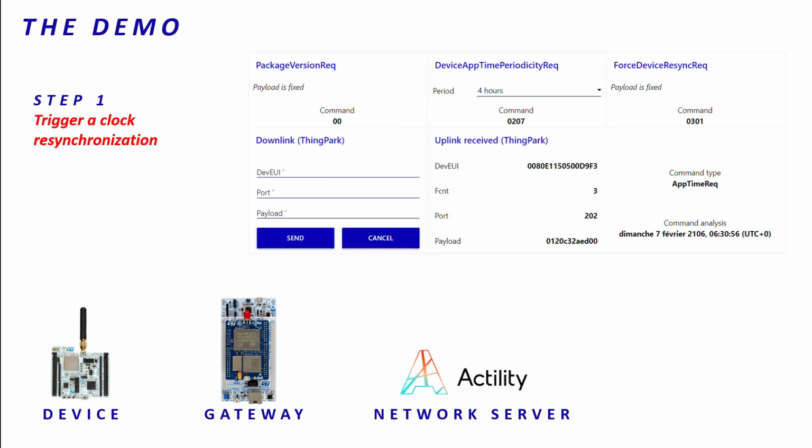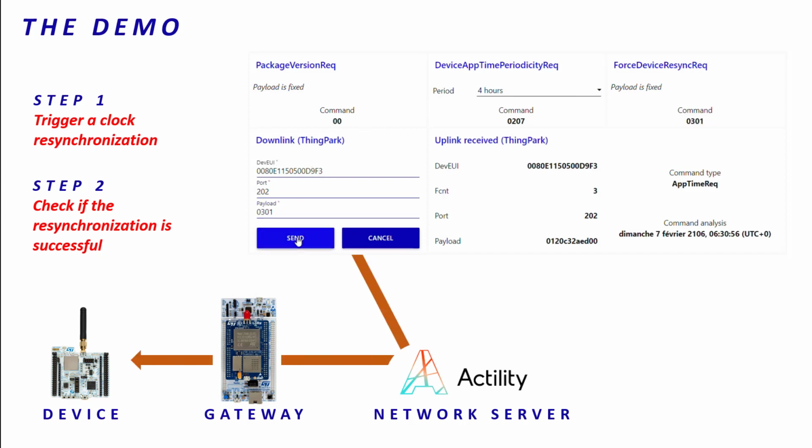To be sure that the resynchronization was successful, we are gonna send a new force device resync command to the device. So, I set up the command again in the downlink setup with the device EUI, the port 202, and the 0301 payload. And finally, I send the downlink.